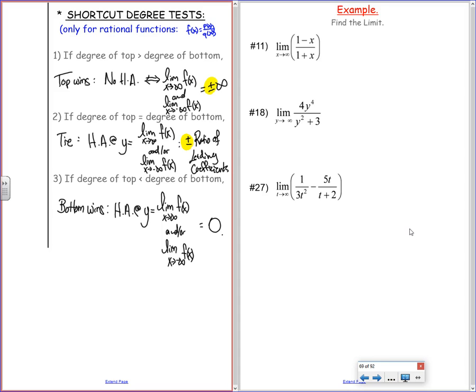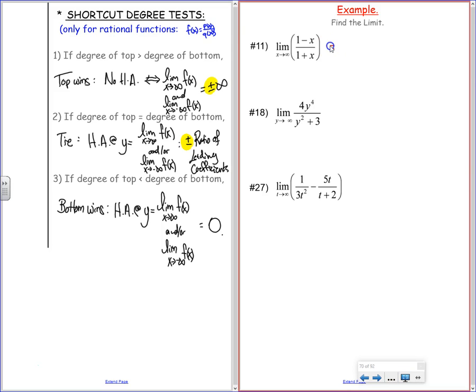So kiddos, check out number 11 over here. Let's go fast, even though we could do the whole multiply top and bottom by 1 over the highest degree of x. If you just check this out, limit as x goes to positive infinity of 1 minus x over 1 plus x. What camp? Top wins, tie, bottom wins. Tie. What's the ratio of leading coefficients? -1.